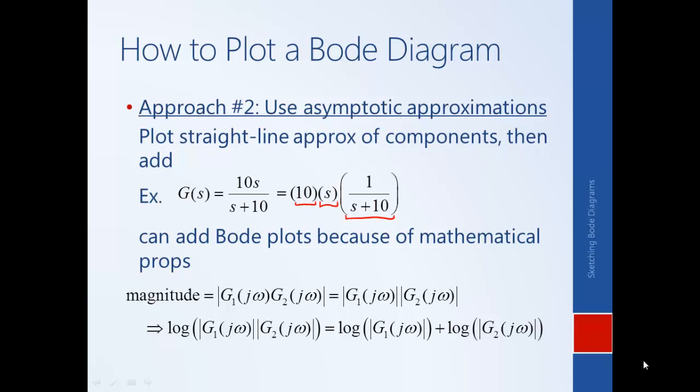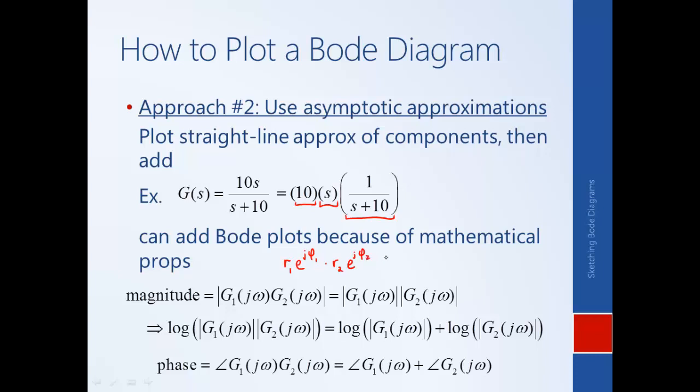It turns out we can do the same thing with phase. You may recall that when you multiply complex numbers, their angles add. A way to help you remember this is to consider the complex number in polar or exponential form. So if we have one complex number with a magnitude r1 and an angle phi1, and we multiply it with another complex number with magnitude r2 and angle phi2, when we multiply exponentials of the same base, their exponents add. And so that's one way to help you remember that the angles add.